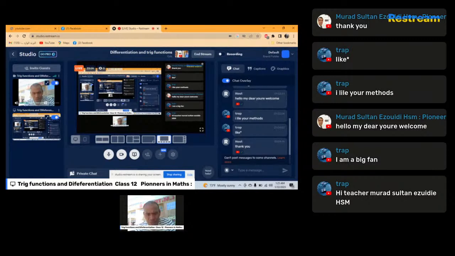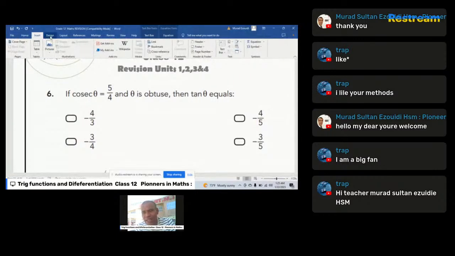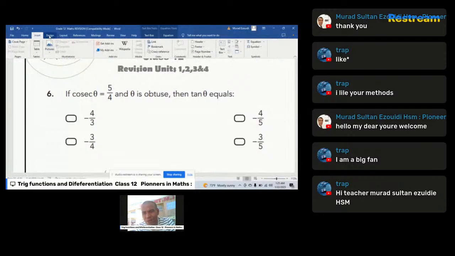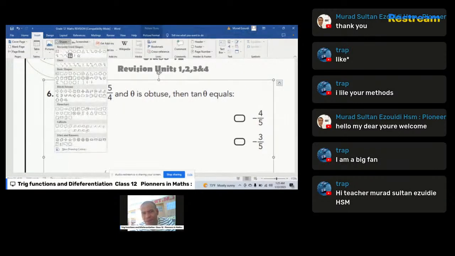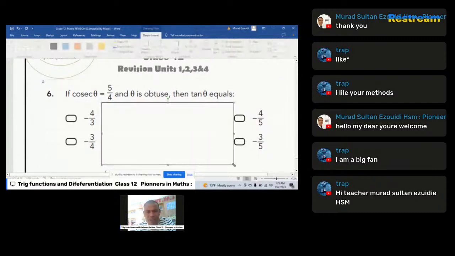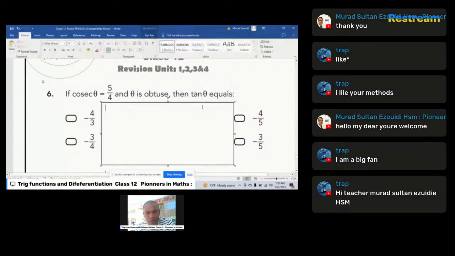Therefore, learners, I will go back to the question. I will just offer an area where I can show my work. Here I told Mr. Murad comes here. This is the shape. I will use another shape maybe. I want to change the design. Okay, learners, this is where to show my work.